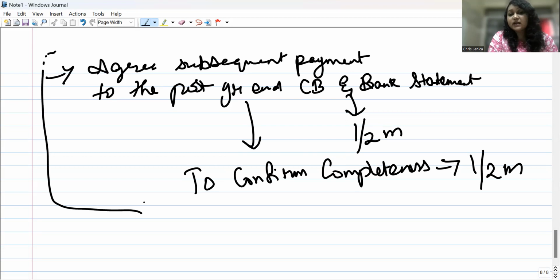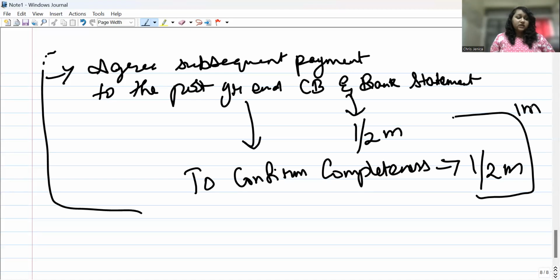So your sentence will be: agree subsequent payment to the post year-end cash book and bank statement to confirm completeness. So this totally is going to earn me the 1 mark that I needed. So any of your answers relating to the substantive procedures has to be in this form. Okay.